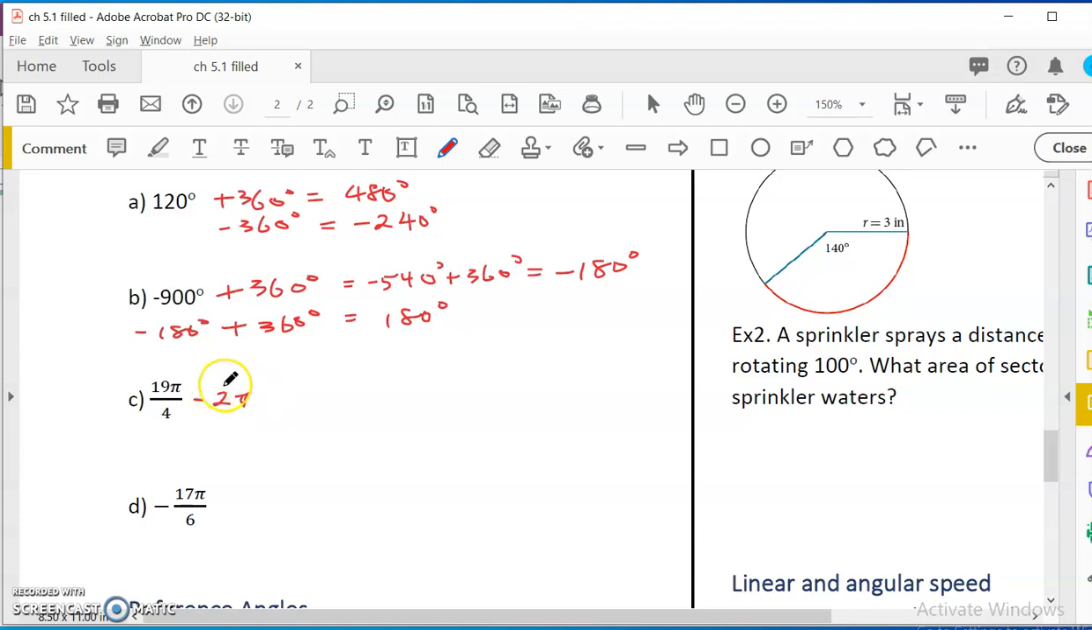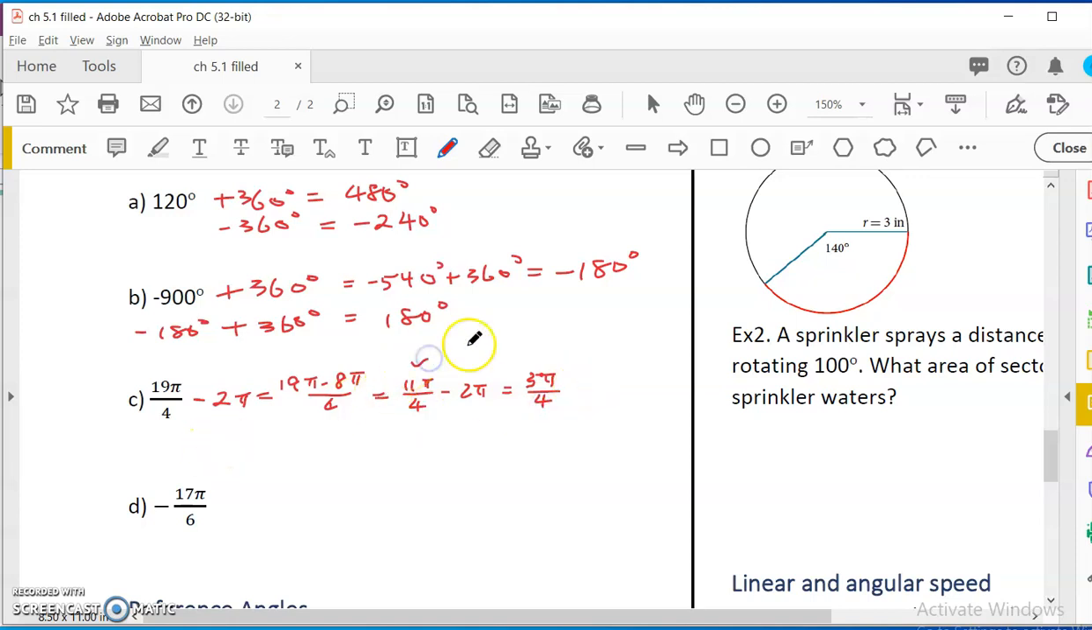So that would be 19 pi minus 8 pi over 4. That's 11 pi over 4. So that is one that is positive. But I can actually go more, minus 2 pi again, because this is still not within 0 to 2 pi. So minus 8 pi over 4, so it will be 3 pi over 4. So this is one positive.